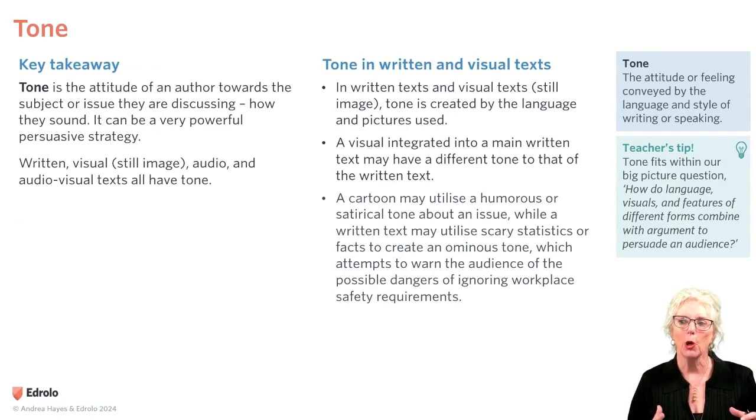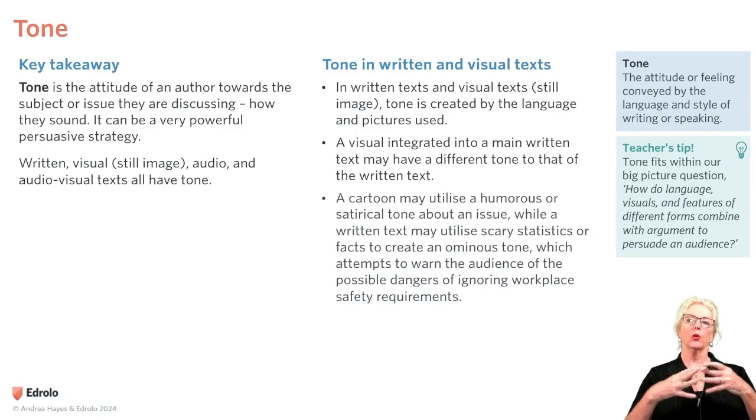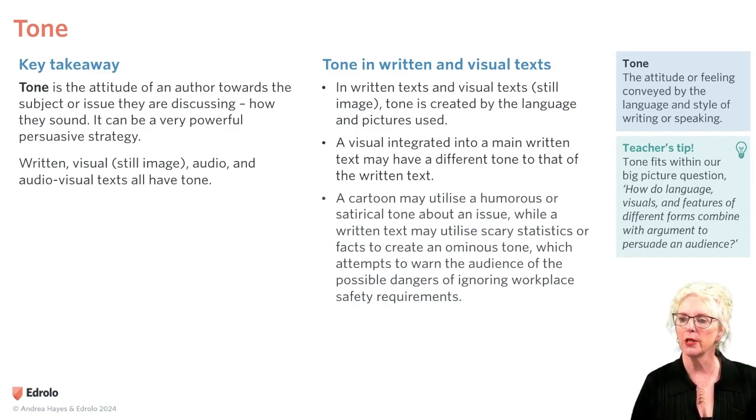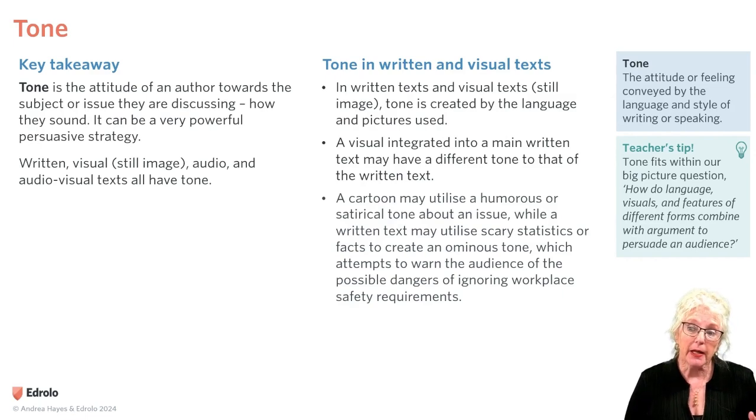So what is tone? Tone is the attitude of an author towards the subject or issue that they're discussing, how they sound. It can be a very powerful persuasive strategy. It can be written, visual, still image, like photograph, cartoon, audio, and audio-visual text. They all have tone. Tone in written and visual texts is created by the language and the pictures used.